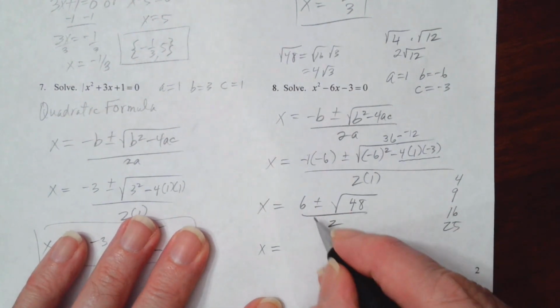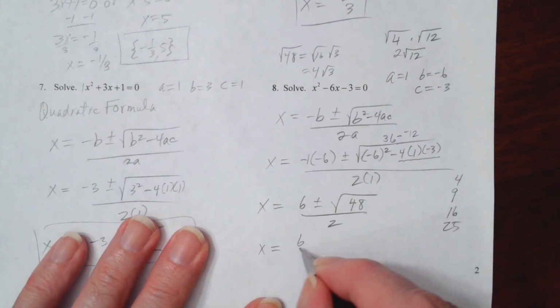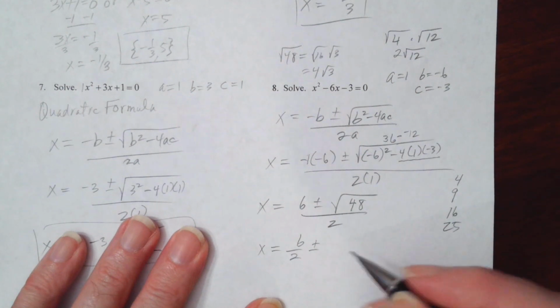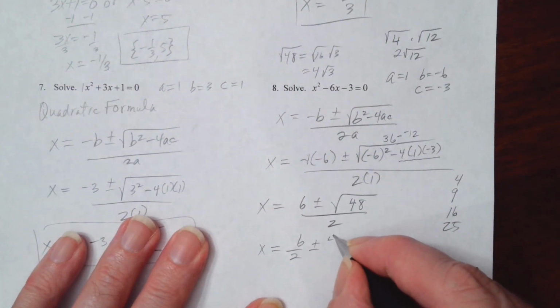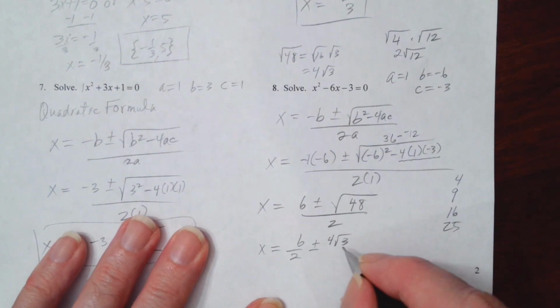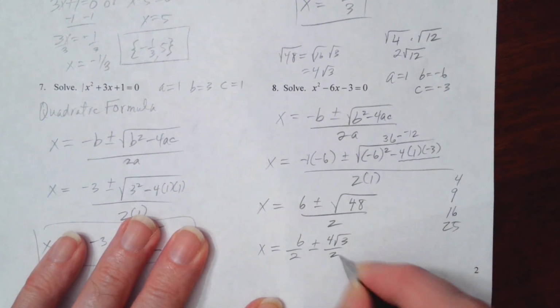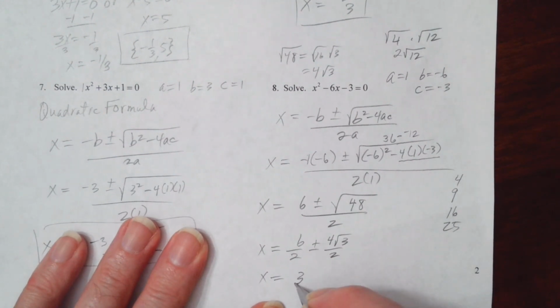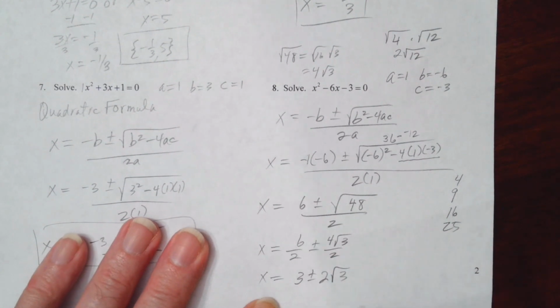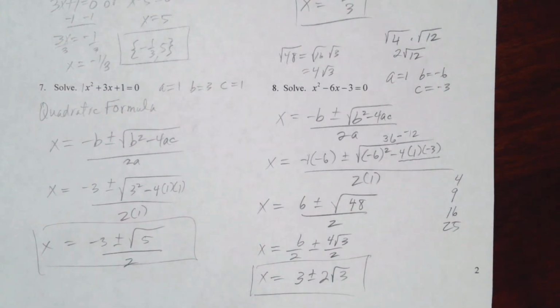So we get, and I'm going to also break this into two fractions, 6 over 2 plus or minus, we said 4 square roots of 3 over 2. Well, we're going to finally end up with 3 plus or minus 2 square roots of 3, because 4 over 2 is just 2. And so that's your final answer here.